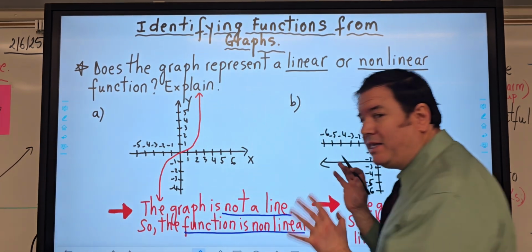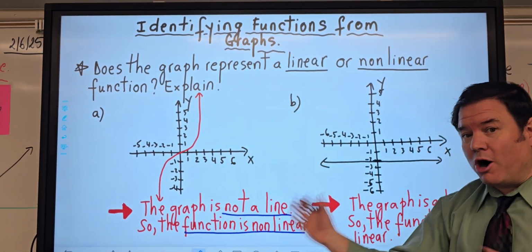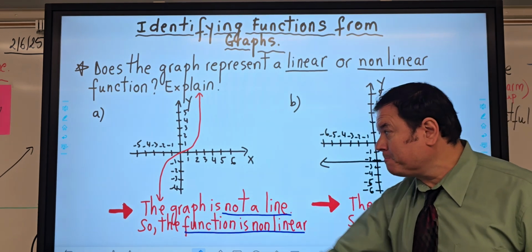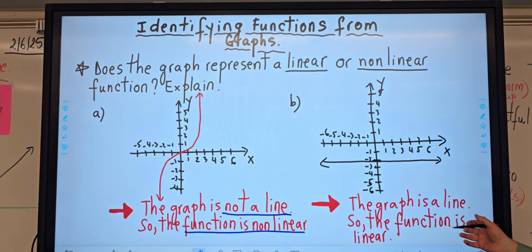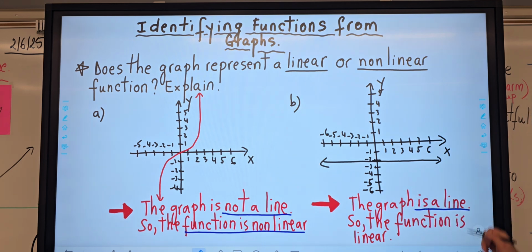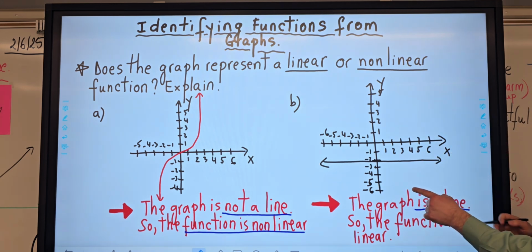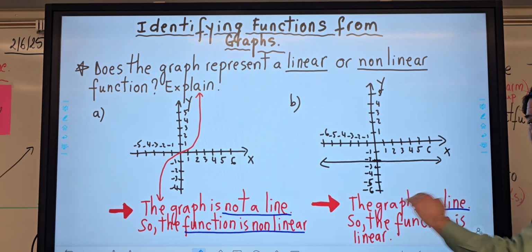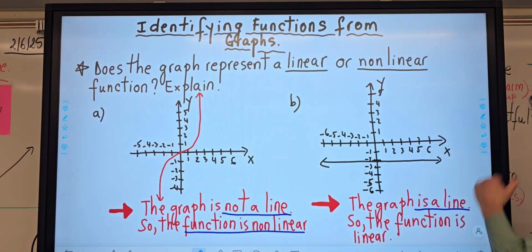So again, please identify this. Not a line, non-linear. Now let's take a look at B. Here we have a line. The graph is a line, right? And we learned about this. We learned that this line is horizontal and it's parallel to the x-axis.